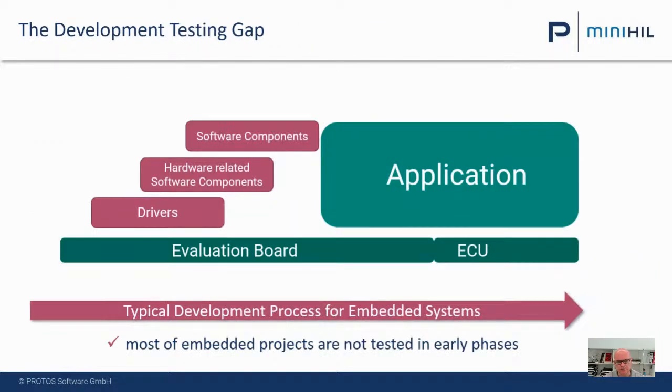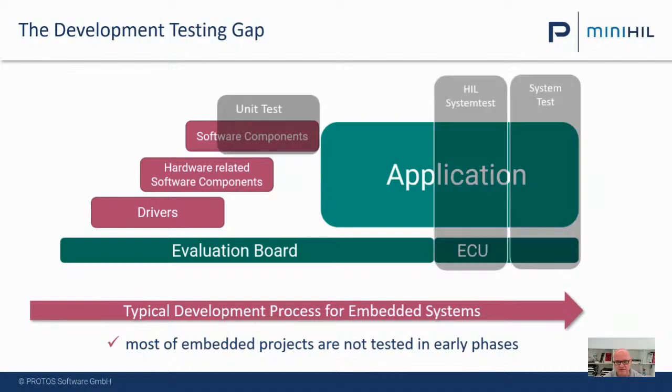So let's have a look at the typical development process for an embedded system. You probably start on an evaluation board already with the right target processor. You commission your drivers, you configure your drivers, you create hardware-related software components, motor controllers, battery control, bus systems, bus protocols, and so on. On top of that, you have your software components, you integrate everything to an application, and eventually you should start to test something. So where does this happen?